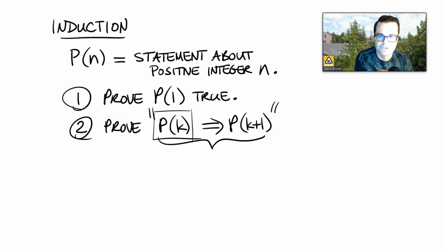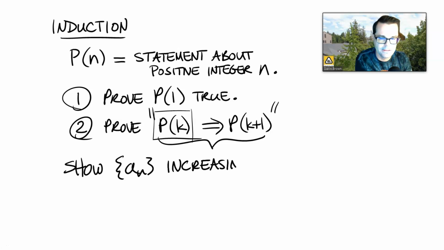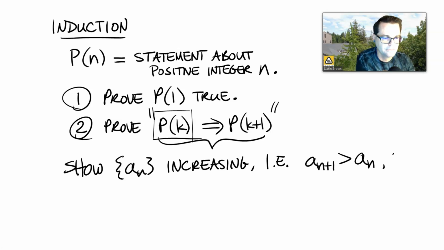Okay. So what is our P sub n here? We're going to show that our sequence is increasing. So what does that mean? Algebraically, it means that a sub n plus 1 is strictly bigger than a sub n, for all n bigger than or equal to 1. So this means the terms are getting bigger and bigger.